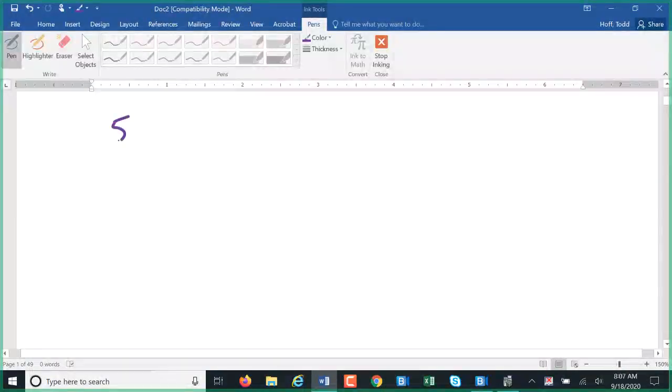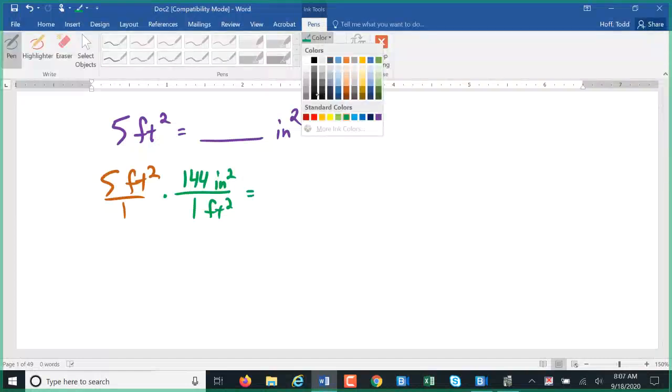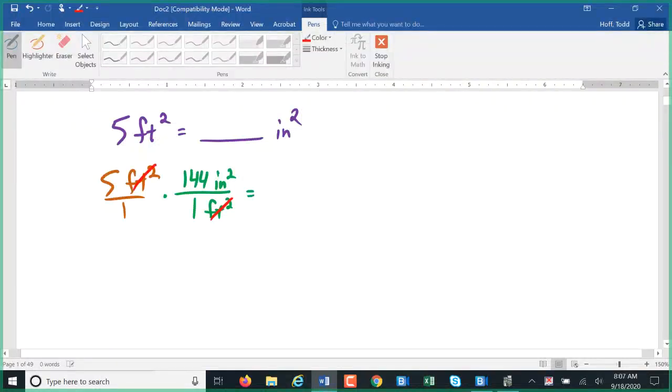So if I have 5 square feet of material, and I need to know how many square inches that is, take my 5 square feet over 1, square feet on bottom so they cancel out, and 1 square foot is 12 squared, or 144 square inches. So the square feet will cancel. 5 times 144 is 720. Nothing times inches squared is inches squared. On bottom, 1 times 1 is 1. So that is 720 square inches.